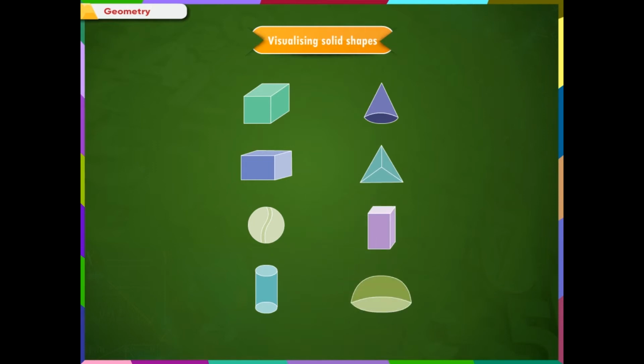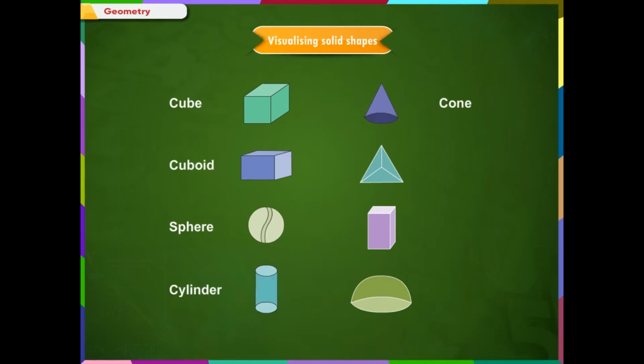Visualizing solid shapes. Solid shapes are the three-dimensional shapes. We have already learnt about these shapes: cube, cuboid, sphere, cylinder, cone, pyramid, prism, and hemisphere.